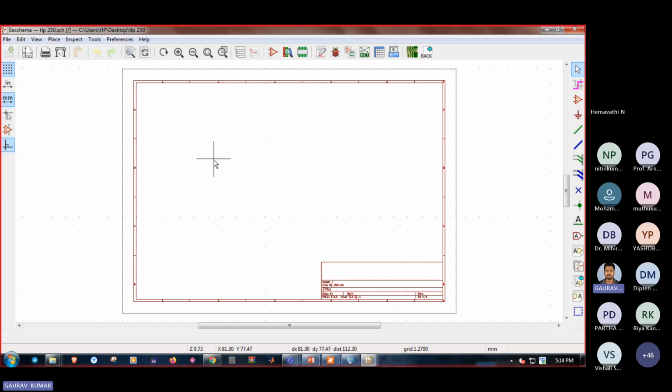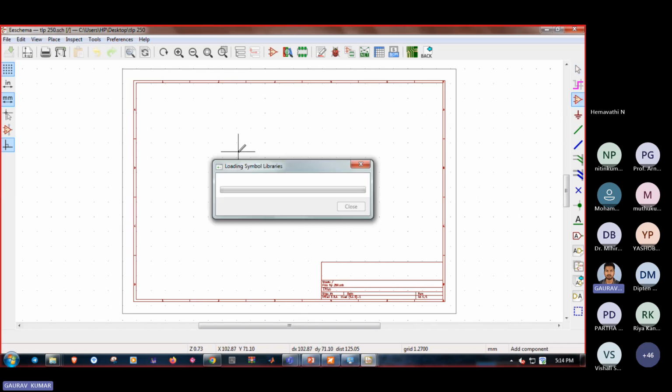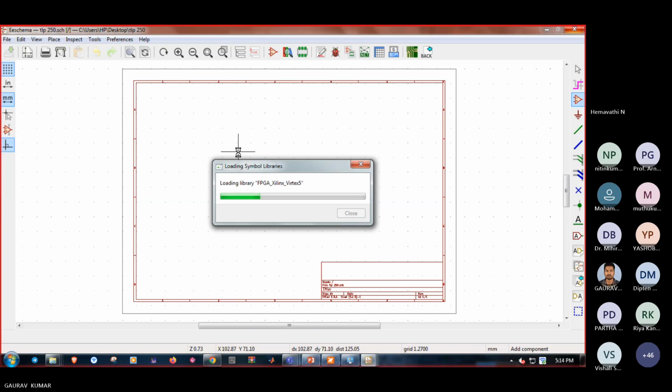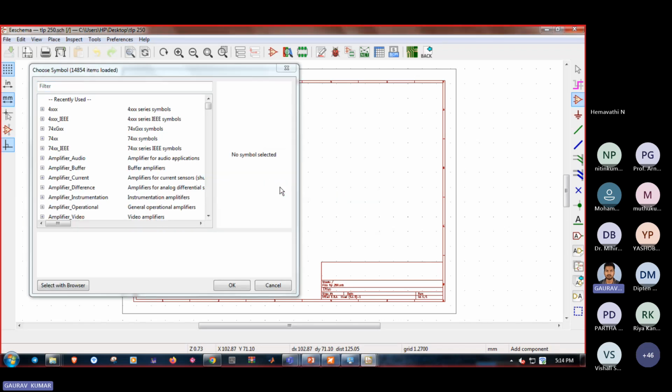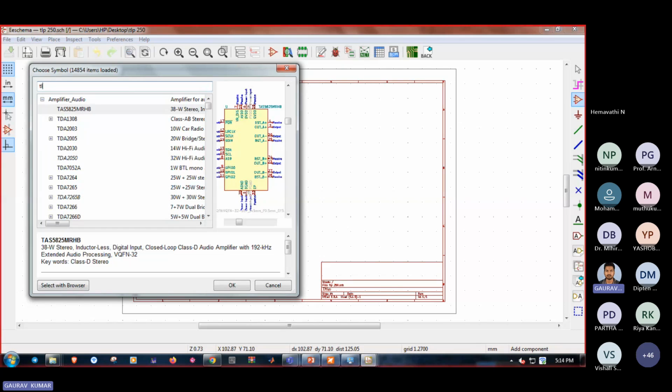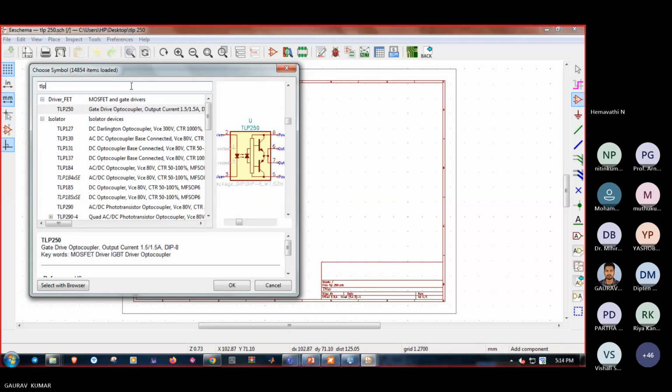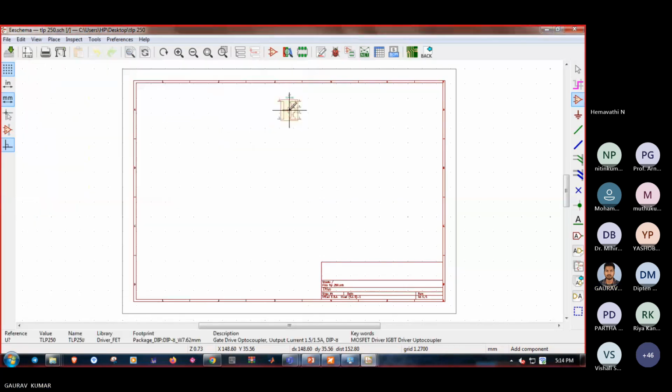So firstly, you have to go for the place symbol. You have to click it, and then click on the board. Then whatever libraries are installed in the KiCad software will come up. Then you have to search for the TLP250 driver. TLP250. Then you have to select it, and then place it.